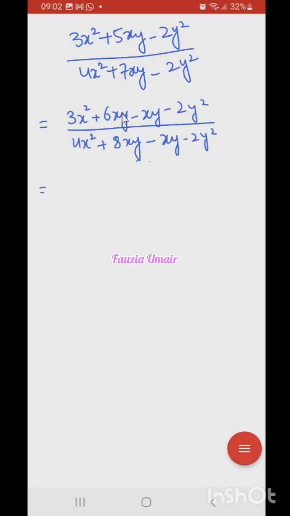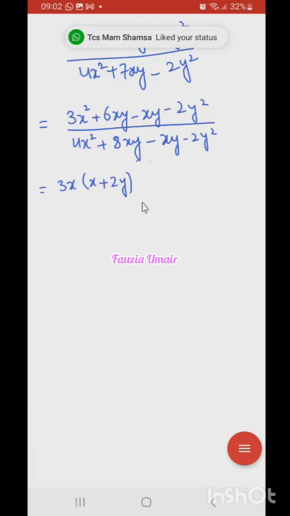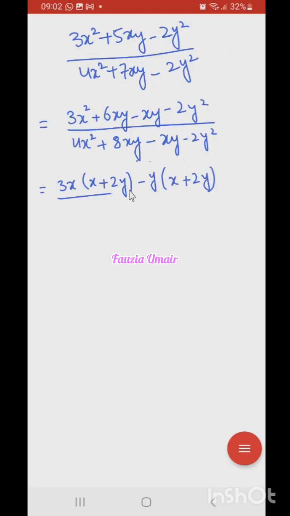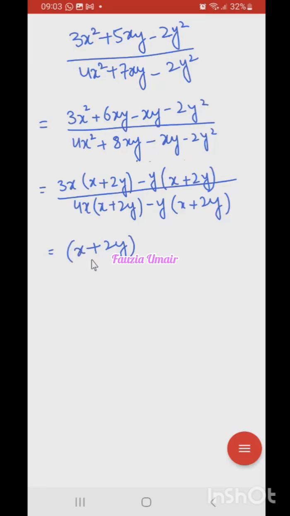Okay, so now you can make groups and take common. So it is 3x common, so x plus 2y, right? Now minus y common, so we are left with x plus 2y. In the denominator also it is 4x common, so we are left with x plus 2y. Then minus y is common, so x plus 2y. So what are the two factors? We can take x plus 2y common, and the leftover terms are 3x minus y. In the denominator, x plus 2y is common, and the other factor is 4x minus y.